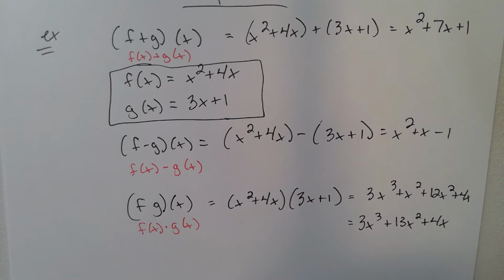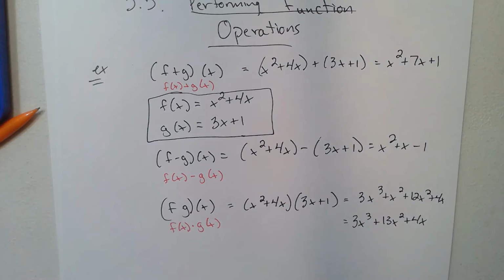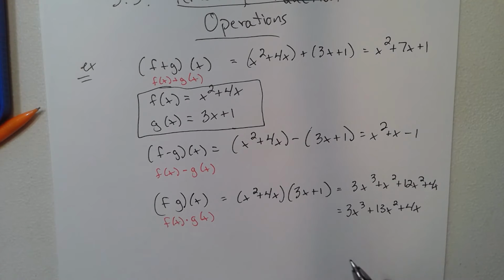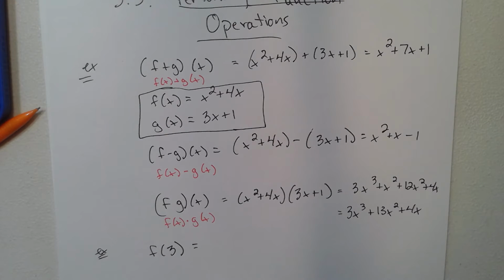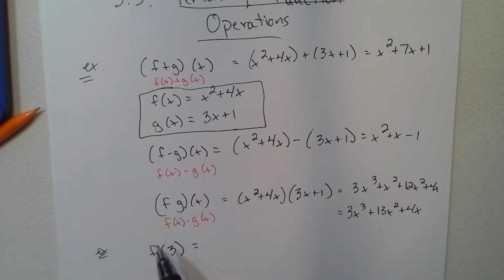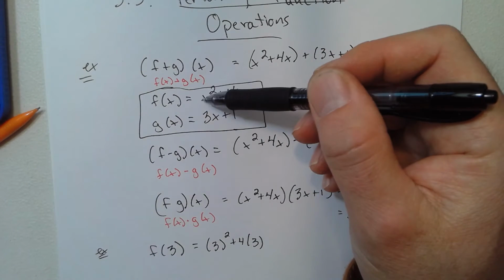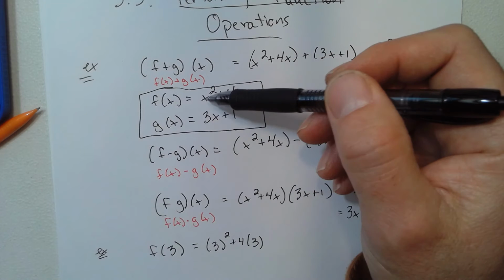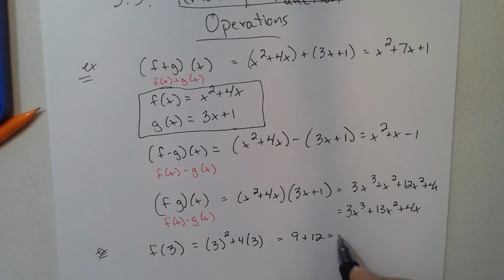So far so good? So what about another example? What if I wanted you to find f of 3? So f of x is right here. So f of 3 would be 3 squared plus 4 times 3. Remember, if we find f of 3, we plug 3 in for x everywhere. So we'll get f of 3 equals 3 squared plus 4 times 3. So it'd be 9 plus 12, or 21 would be our answer.